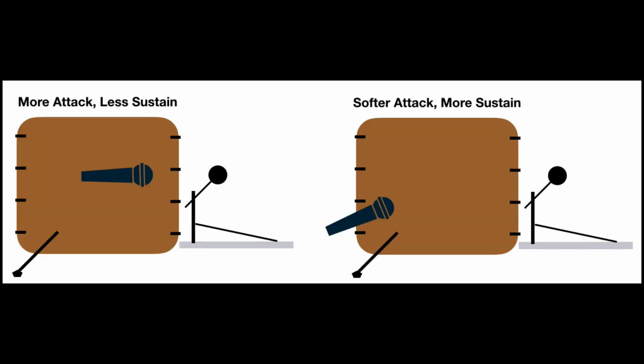The closer the microphone is to the beater, the more attack you're going to get, and the shorter the sustain of the note is going to be. As we start to move the microphone further away, we're going to get a rounder attack, and we're also going to get an increase of low end.